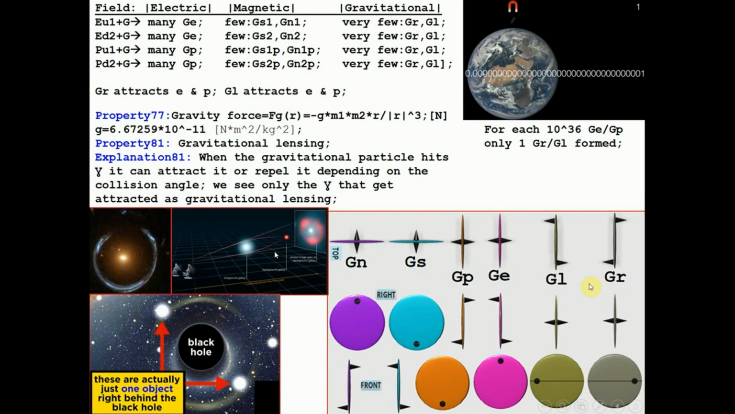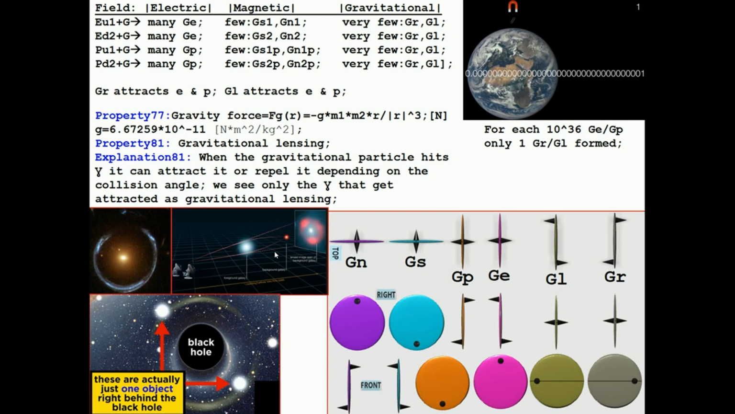This particle rotates perpendicular to Gp and Ge particles and also to Gn and Gs particles. This gravitational field particle will attract both the electron and the proton, or any nucleus. Because, like the electromagnetic force, the gravitational force is also mediated by particles, it is reduced by r squared. But the gravitational field is much weaker than the electric field, and for each 10 to the 36 electric field particles, only one gravitational field particle will form.